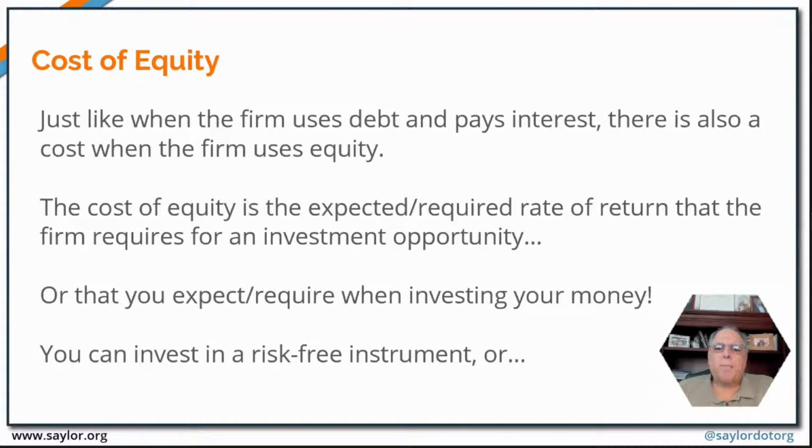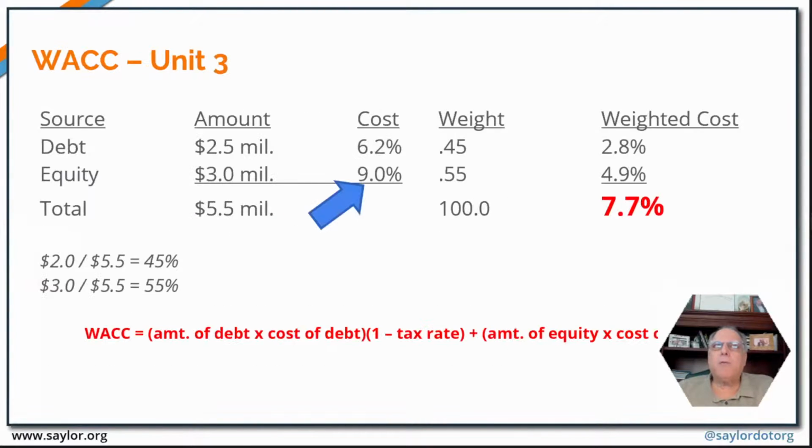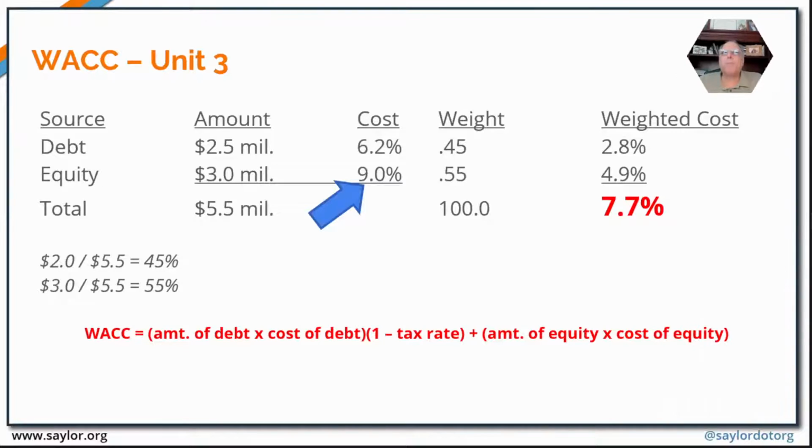So if you're going to take an investment with risk, then you're going to be looking for more money. Now, we talked about the concept of weighted average cost of capital. Matter of fact, this is the slide from Unit 3 when we put down a simple capital plan here where we were going to use 2.5 million in debt and $3 million in equity to generate the 5.5 million we needed in our capital plan.